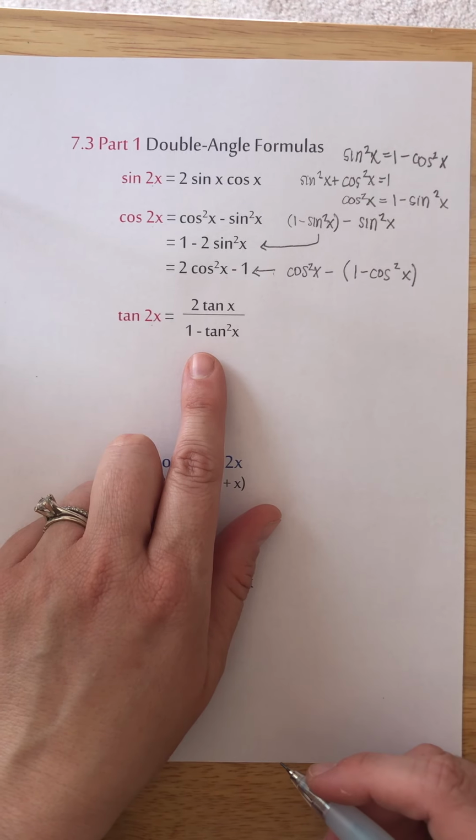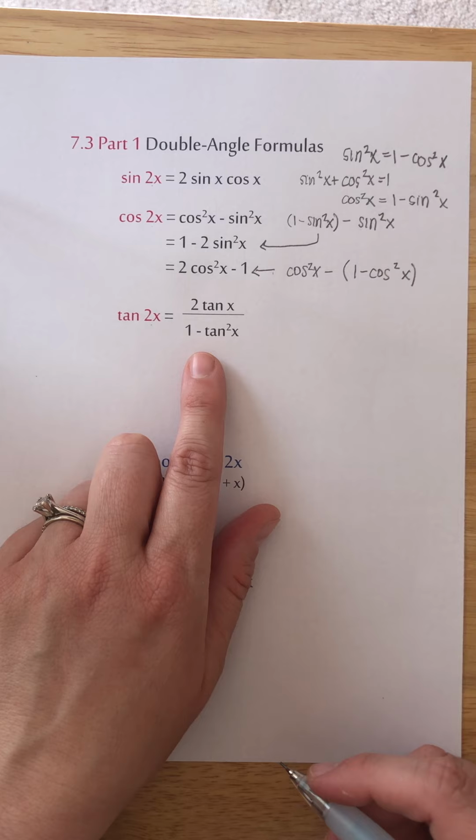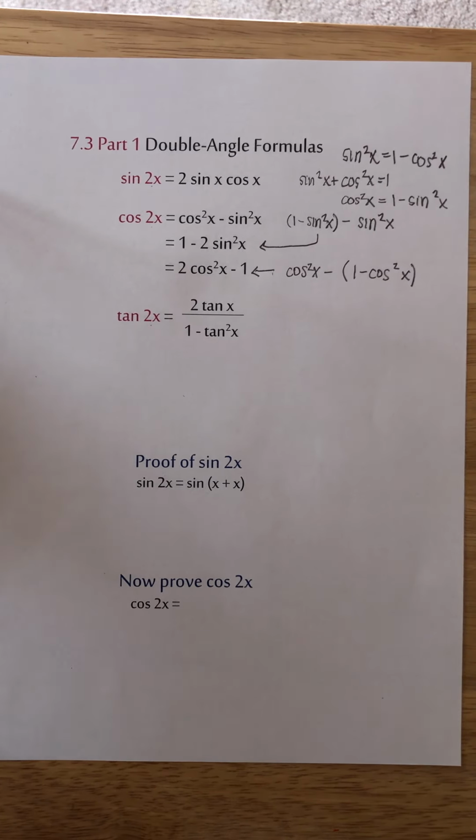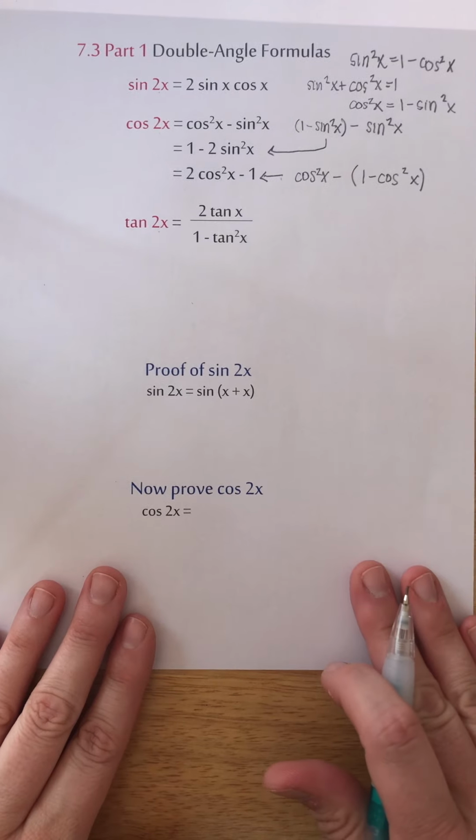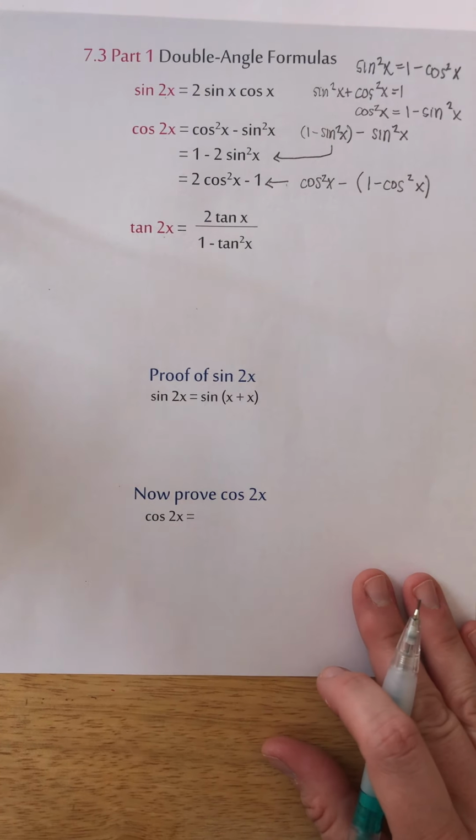And then tangent of 2x is going to equal 2 tangent x over 1 minus tangent squared x. Unfortunately, I don't have any cool mnemonic devices for you guys to use for these. You just have to learn them. That's really all I can say. What I am going to do is prove how they came about.